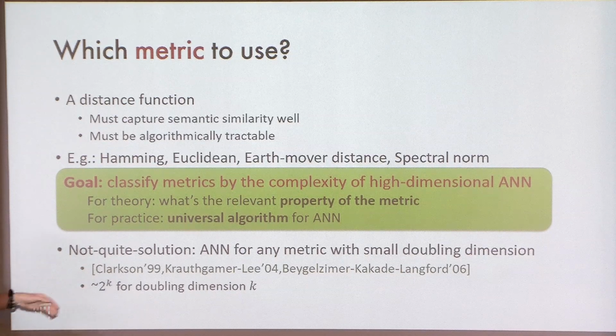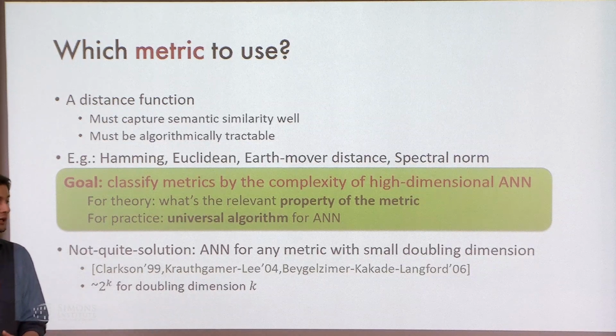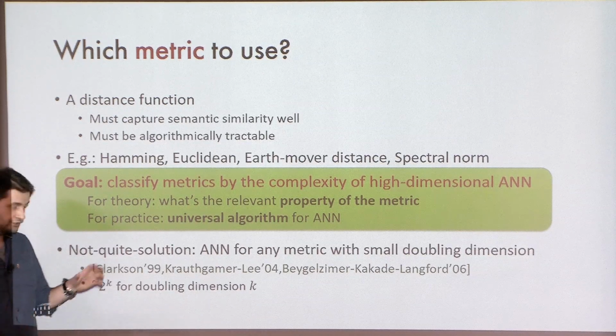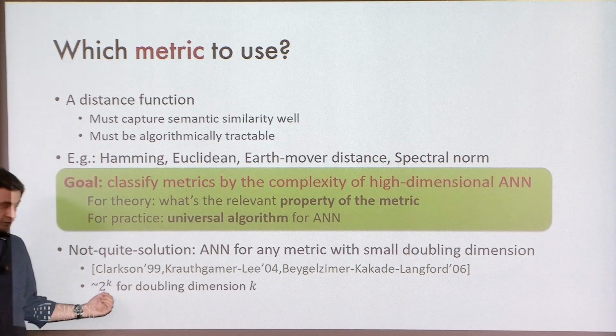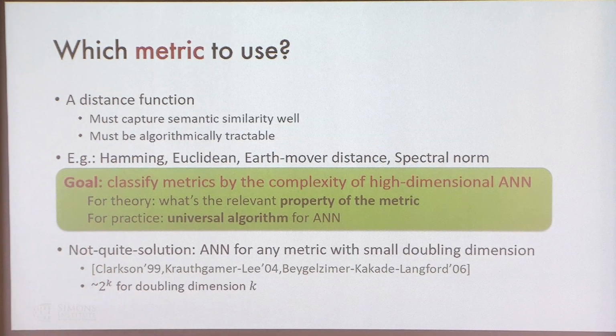In the sense we work for any metric. The caveat, and why it's not quite a solution for us, is that the algorithms will have exponential dependence on this doubling dimension. While we work for any metric, the dependence on the doubling dimension, because it's a generic metric, will be exponential. What we want is polynomial dependence on dimension.